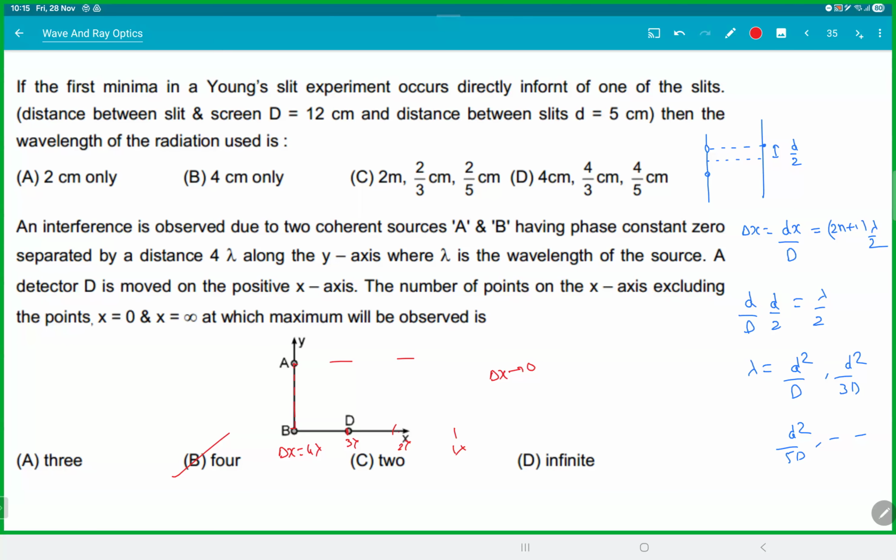Can't use the regular formula. We can't use the regular formula because capital D and small d are close by.